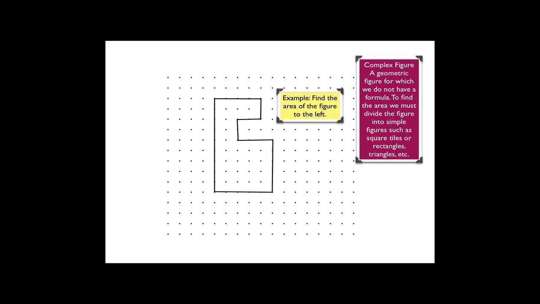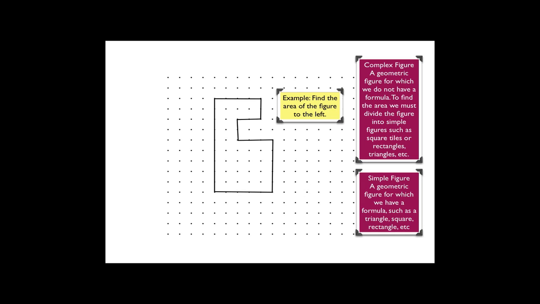Now in order to find the area of a shape like this, we actually have to break it into smaller shapes for which we do have the formula. Those are called simple figures. A simple figure is a geometric figure for which we do have a formula, such as a triangle or square or circle or rectangle or something like that. So this is about as easy as you can get.